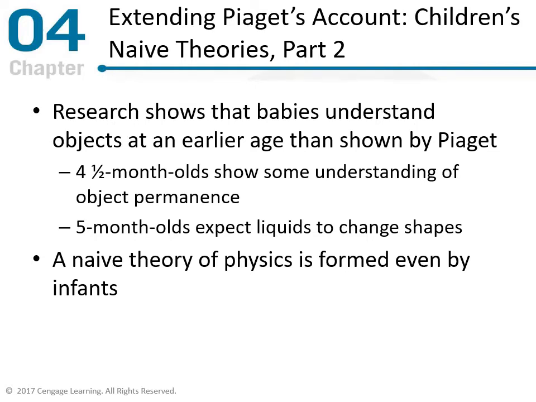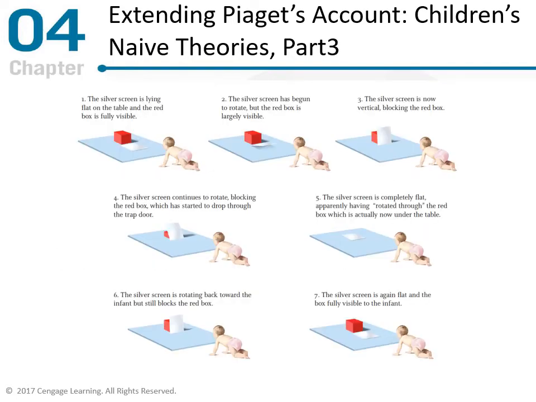Let's take a look at an example of that. This is naive theory, and we're going to look at object permanence, and how infants understand it earlier than Piaget thought. If you look at the first figure, the silver screen is lying flat on the table and the red box is fully visible. In the second, the silver screen has begun to rotate, but the red box is largely visible. In the third, the silver screen is now vertically blocking the red box.